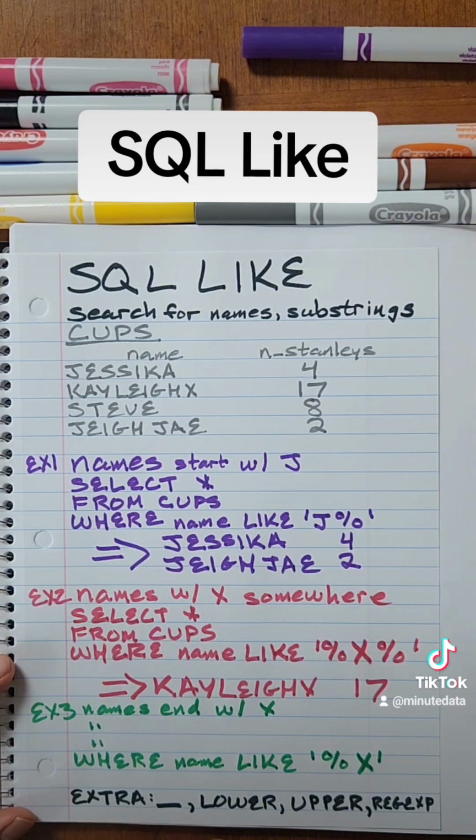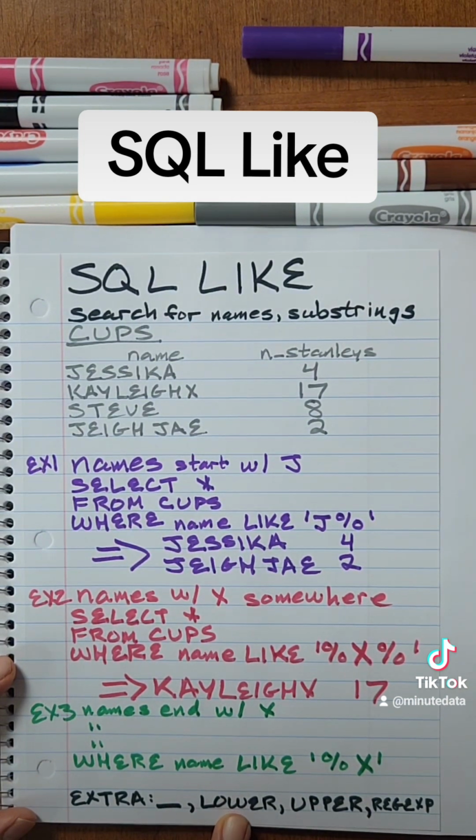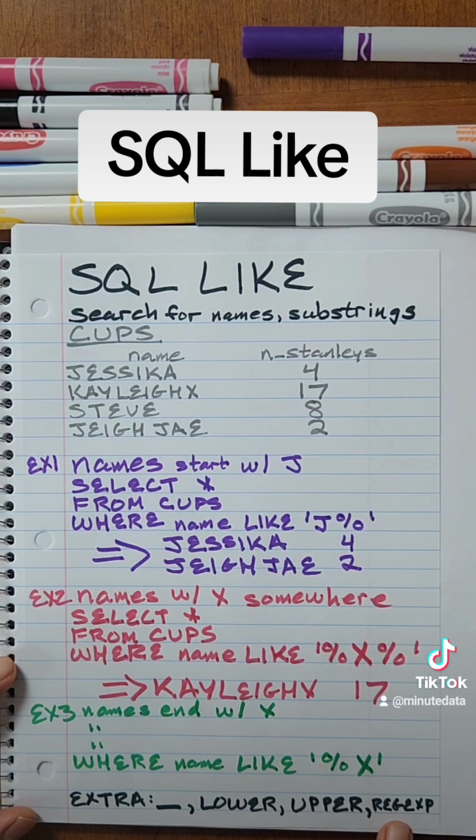Cool. And then some extra topics. Remember, this percent sign means 0, 1, or more. If you only want one character, you can use this underscore. Other useful operators are LOWER to make everything lowercase, UPPER to make everything uppercase, and then regular expressions, which we'll cover in a more advanced video. Cool. And that is SQL LIKE.